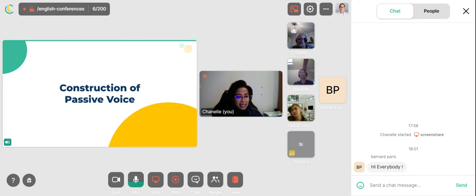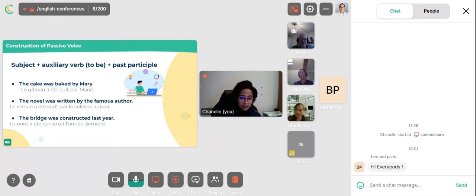So the first thing we are looking at is the construction of the passive voice. Generally, when we begin with the passive voice, we start with the subject. Now, the subject we talk about is I, you, he, she, it, we, you, and they. And then we use an auxiliary verb. An auxiliary verb is a helper verb. It helps the verb that follows. And our auxiliary verb in the passive voice is the verb to be, le verbe être. We then add the past participle, le participe passé.